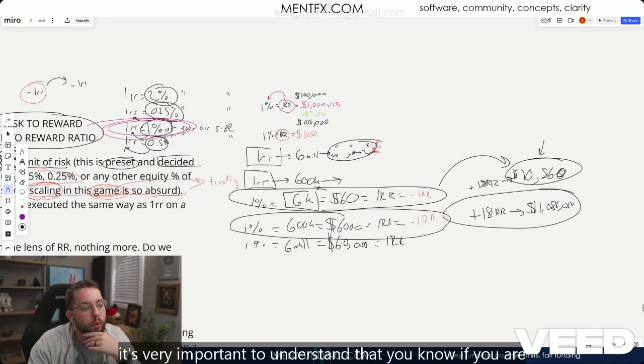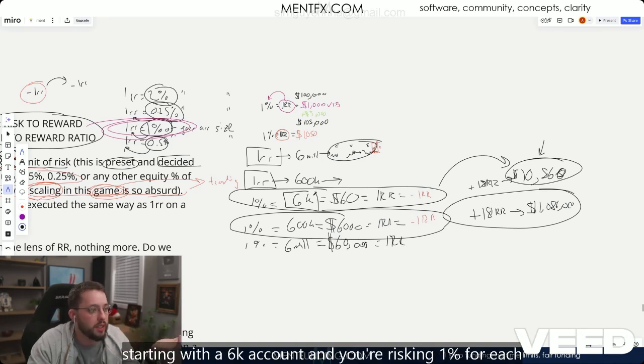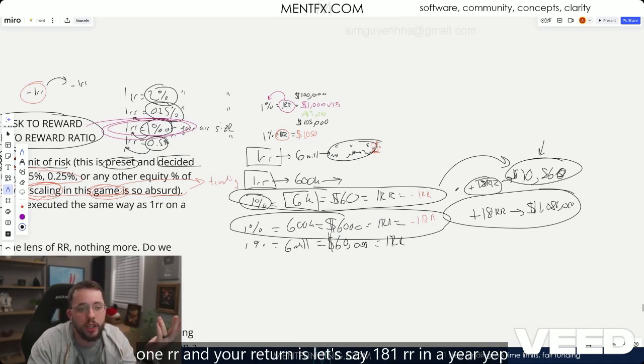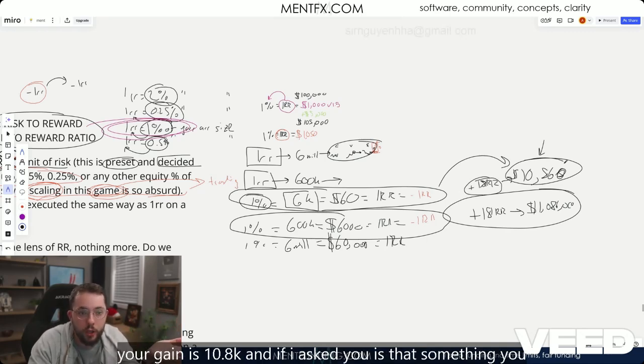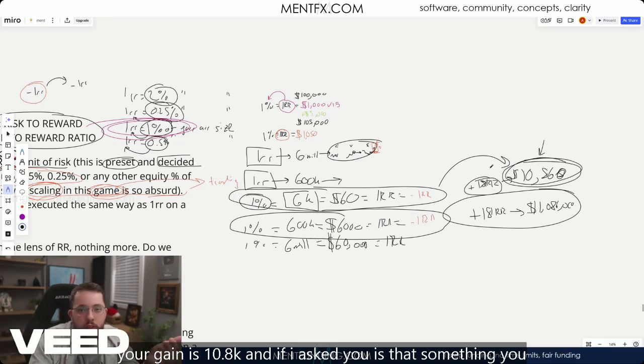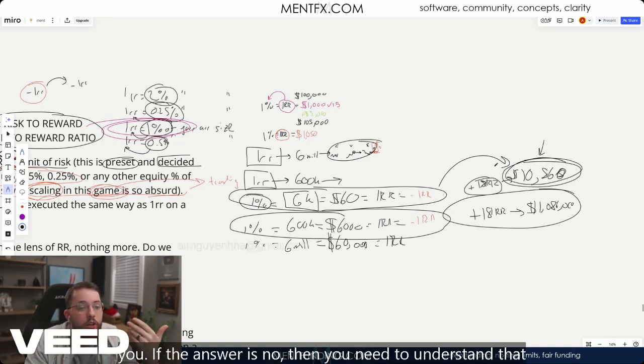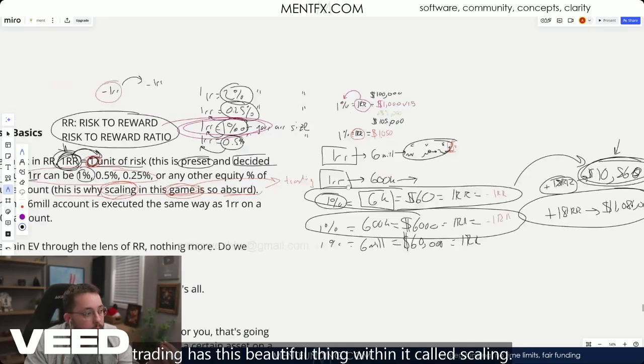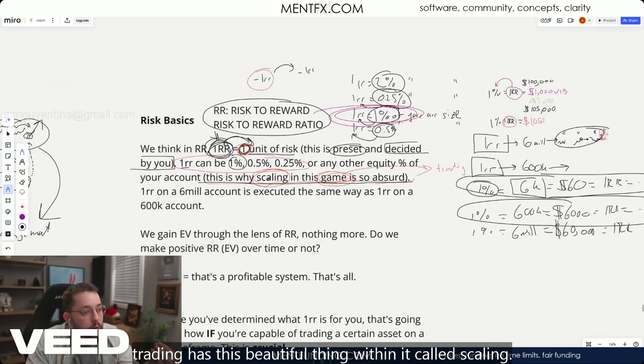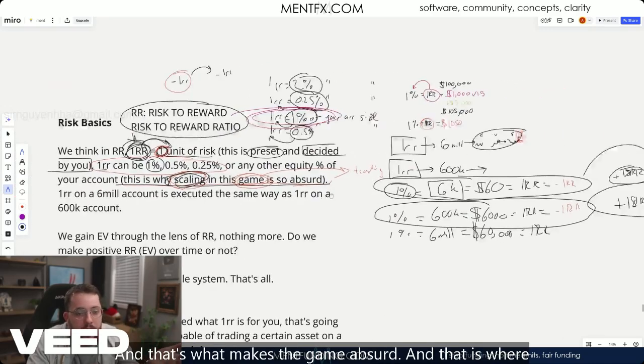It's very important to understand that if you are starting with a 6K account and you're risking 1% for each 1RR, and your return is, let's say, 181 RR in a year, yep, your gain is 10.8K. And if I asked you, is that something that you can live off full time over a year? If your answer is yes, then good for you. If the answer is no, then you need to understand that trading has this beautiful thing within it called scaling. And that's what makes the game absurd.